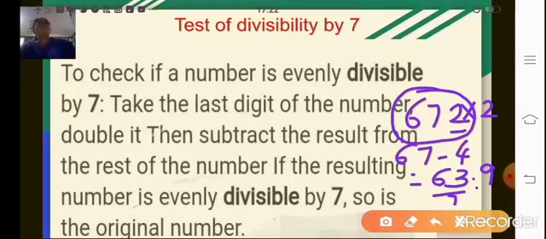Okay, so what you have to do is take the last digit of the number, double it and then subtract it from the other number. You can repeat it if you need. Now if after subtracting, the difference is divisible by 7, that means the original number is also divisible by 7. Okay children, so read the rules thoroughly.